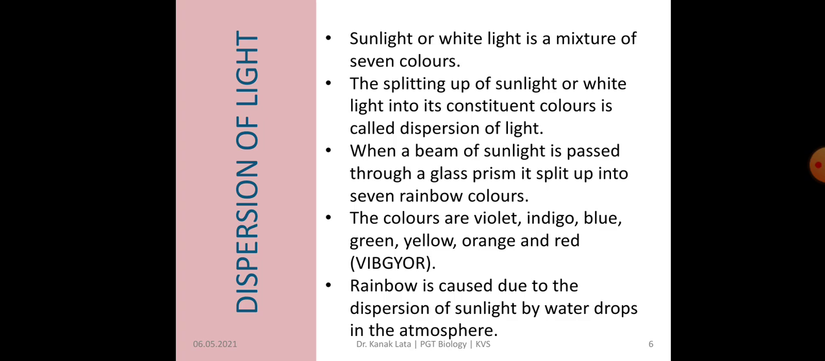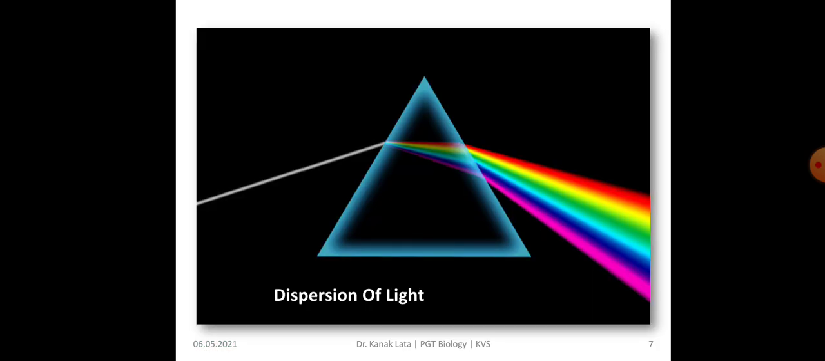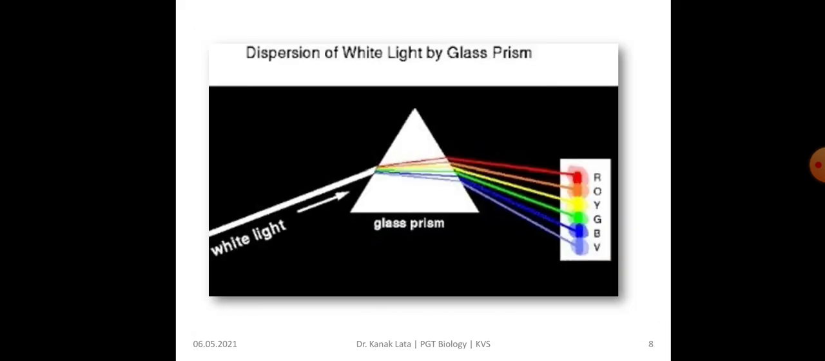What are the 7 colors? They are violet, indigo, blue, green, yellow, orange and red, that is VIBGYOR. Rainbow is a natural phenomenon showing dispersion of sunlight by water droplets in the atmosphere. In the given figure, you may observe dispersion of light with the help of a prism. This figure also indicates the dispersion of white light by a glass prism.